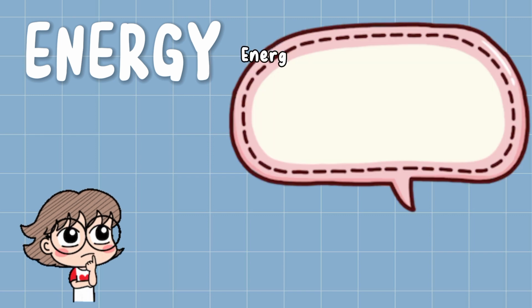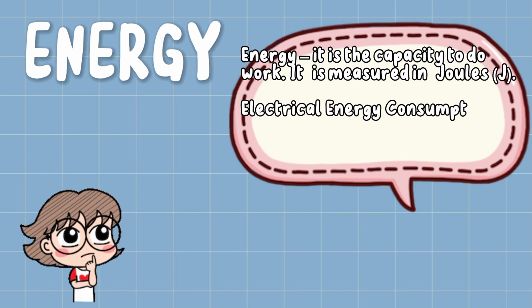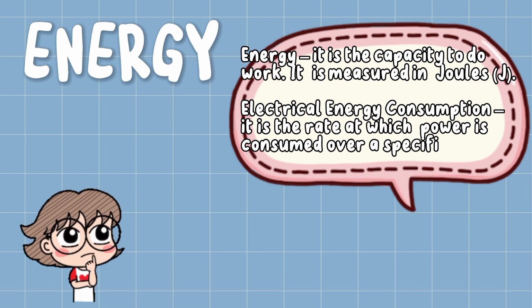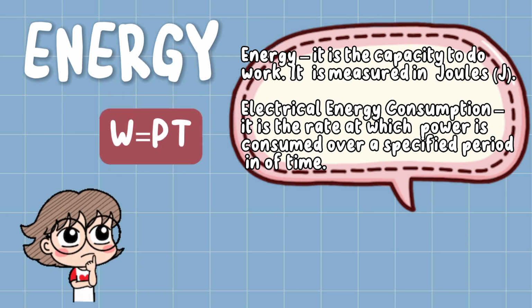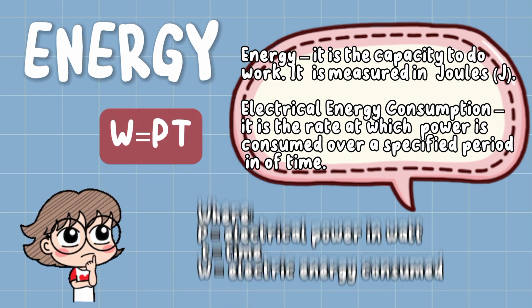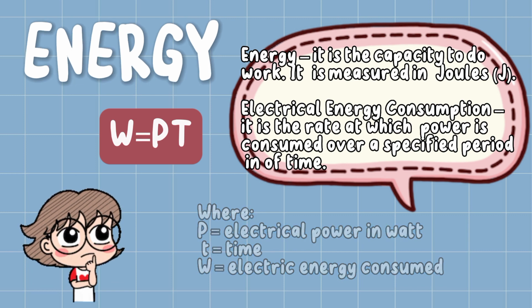Energy. It is the capacity to do work. It is measured in joules. Electrical energy consumption. It is the rate at which power is consumed over a specified period of time. The formula we use for energy is W = P × T, where P is the electrical power in watts, T is the time, and W is the electrical energy consumed.